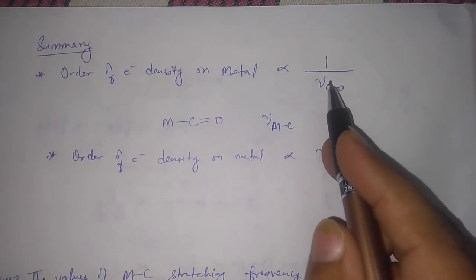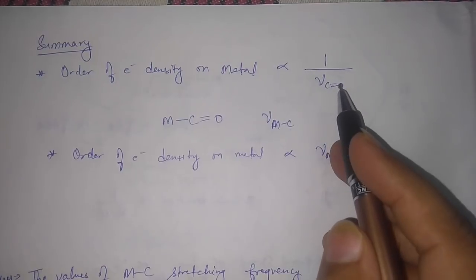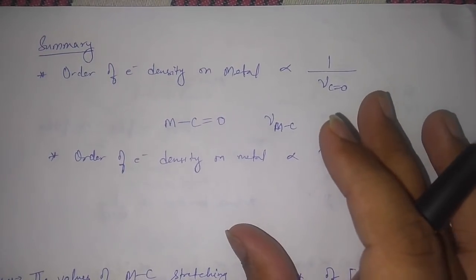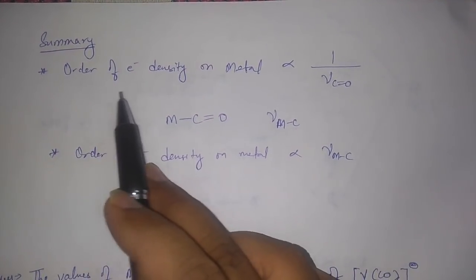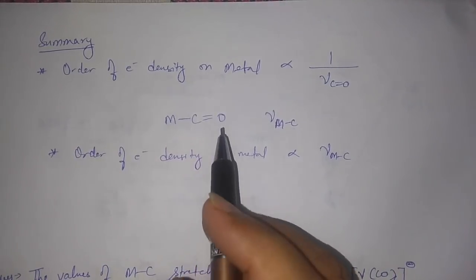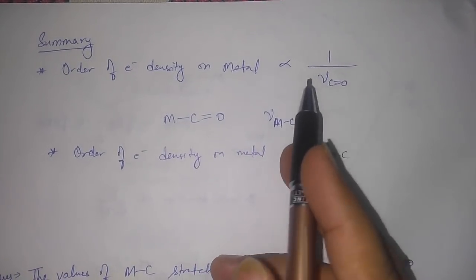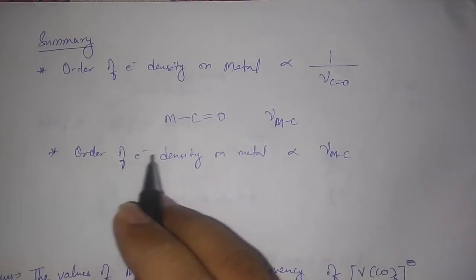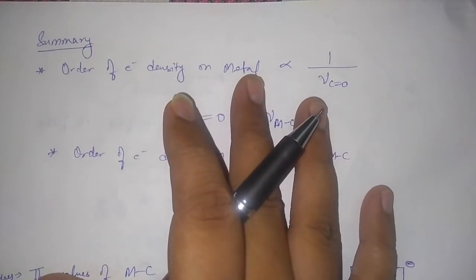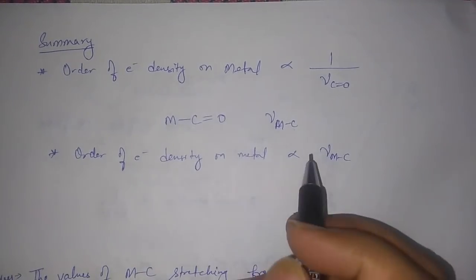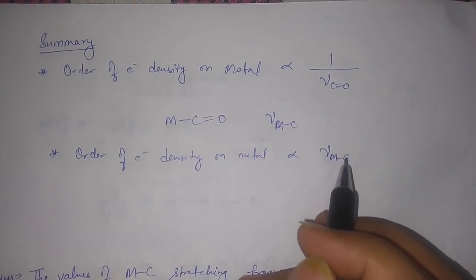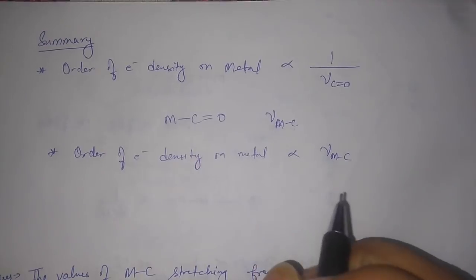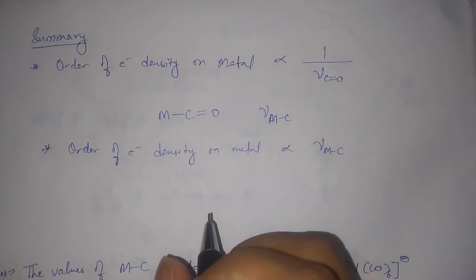Okay, so if you have C frequency they are asking, C double bond C, then also the same thing will be applied. So what you have to do, you just have to find out the order of electron density on the metal, and if they are asking about CO frequency, just reverse it, and if they are asking about metal carbon frequency, just let it be the same. Okay, so I'll just take one question based on this metal carbon bond length, sorry, frequency, and I'll try to explain to you guys how to apply this summarized form.